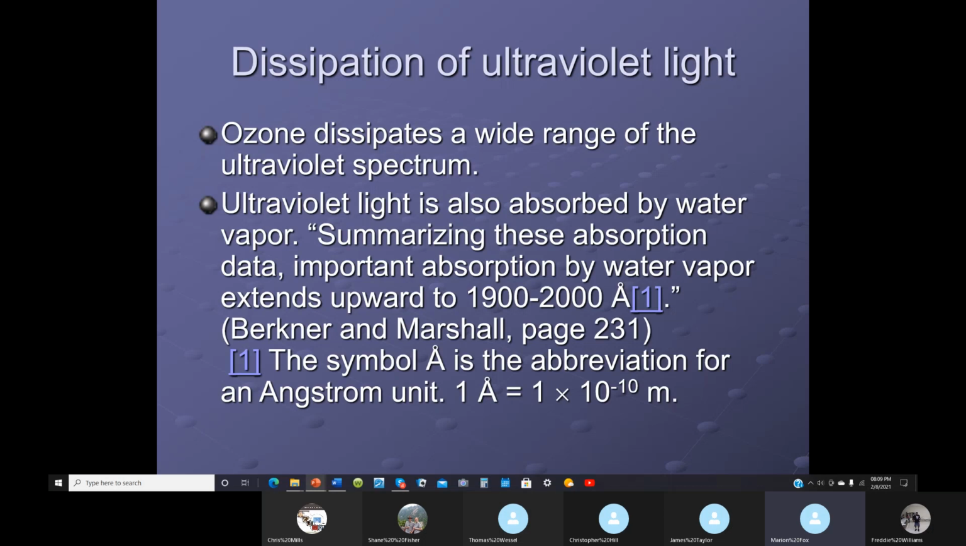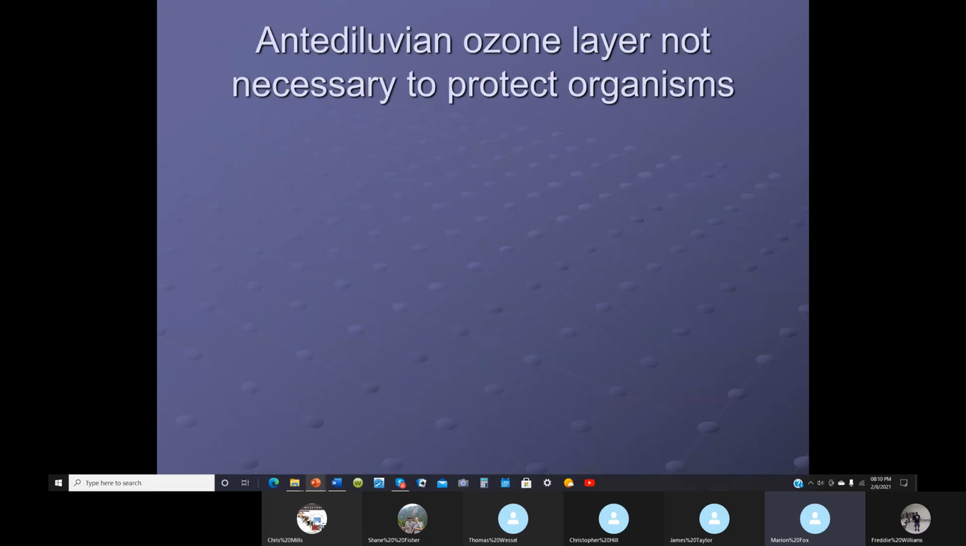Summarizing these absorption data, important absorption by water vapor extends upward to 1900 to 2000 angstrom units. An A with a zero on top of it is the abbreviation for angstrom unit. 1 angstrom unit is 1 times 10 to the minus 10th meters. That would be 1 divided by a 1 with 10 zeros following it. That's the small unit. We're down to the width of atoms and stuff like that. It's very, very tiny distances, okay?